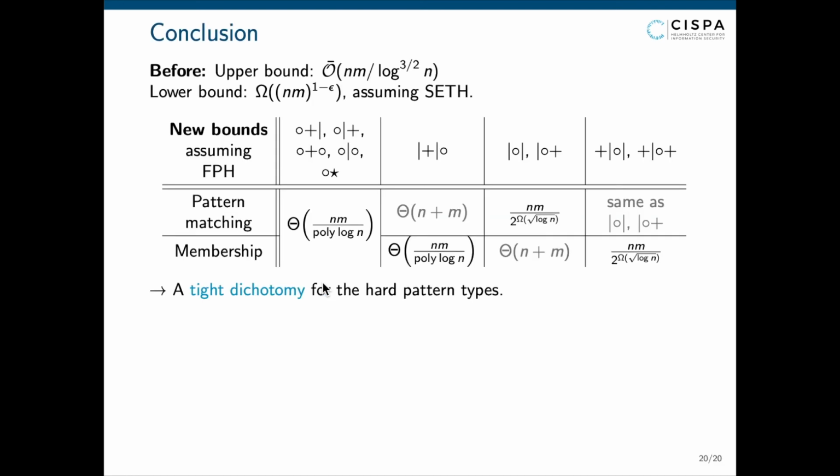So let's conclude. We classified in the paper the remaining hard pattern types into 4 categories. It was known before that we have a lower bound based on SETH that rules out polynomial improvements. And now we actually have shown for 2 groups of patterns that there are super polylogarithmic improvements. And for the other 2 pattern groups, we have shown a conditional lower bound based on the formula pair hypothesis that we cannot shave more than a constant number of log factors. So the algorithm that was best before is still optimal up to a constant number of log factors, and we get a tight dichotomy for the hard pattern types.